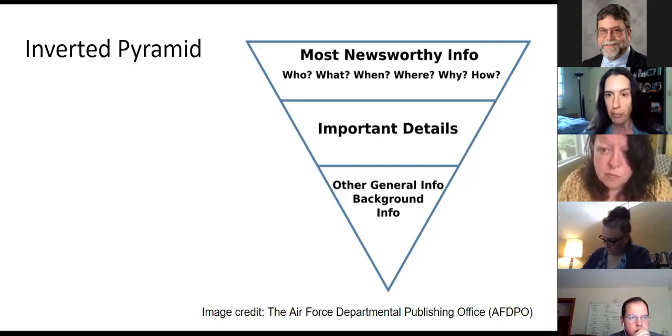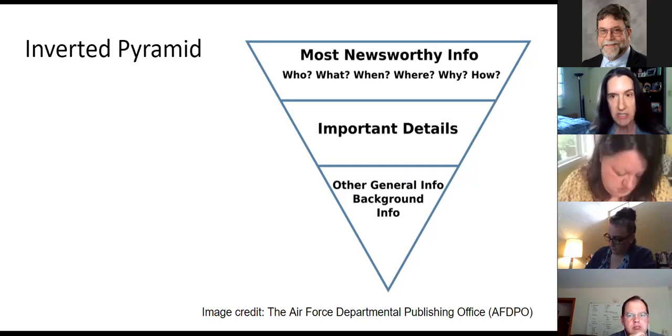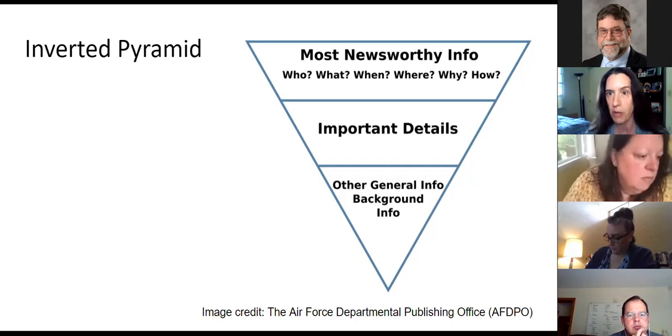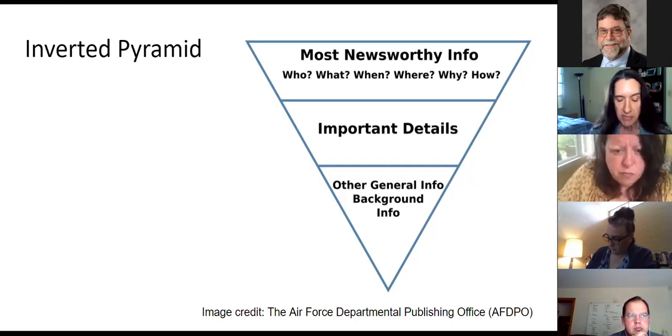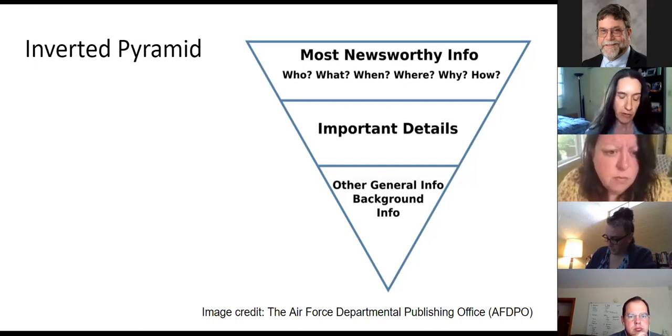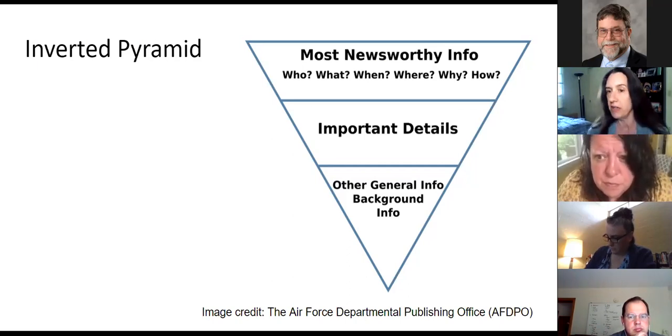So at the very top, we have a diagram, an image of an upside down triangle. At the very top is the most newsworthy information. You start off with the foundational questions: who, what, where, when, why, and maybe how. Next comes the details that support that initial information. And then you end with the other general background information. This tends to be the least important. It's the easiest to cut, and you can get rid of it and your article or communication still retains the meaning.